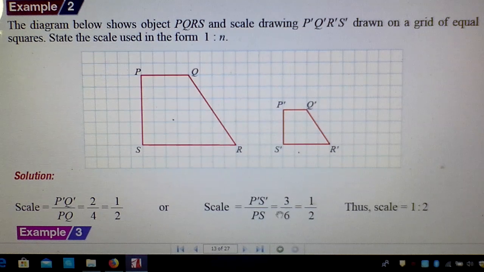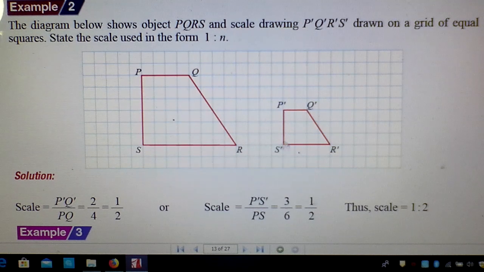Or you can use another side, for example PS. This is the drawing, so P prime S prime divided by PS. We have 3 units here and 6 units here, so 3 divided by 6. In the form of 1 to n, you can simplify, meaning above and below you divide by 3, so you get 1 to 2.